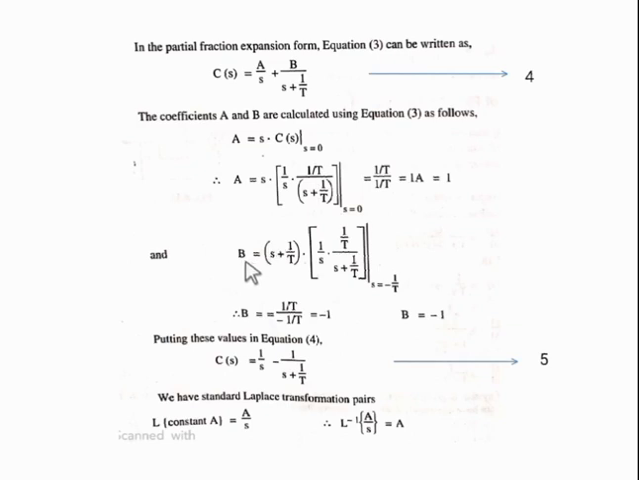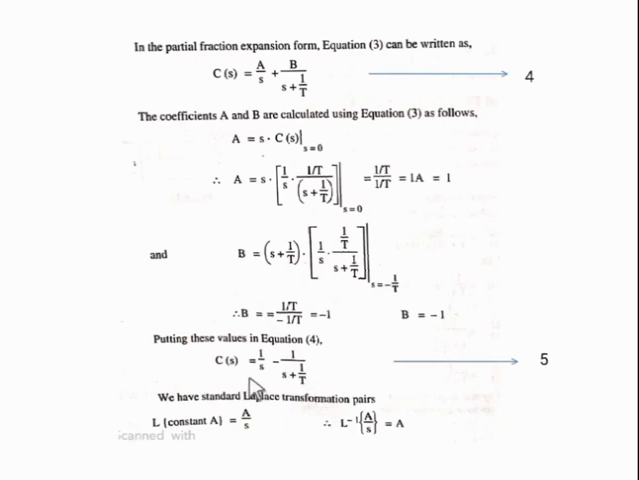And to find the value of b, we take C(s) into s plus 1 over t, and C(s) equals 1 over s into 1 over t divided by s plus 1 over t. To find the value of b, we have to put the value of s equal to minus 1 over t, so the denominator becomes 0. If we put s equal to minus 1 over t, we get b equal to minus 1. So if we put a equal to 1 and b equal to minus 1 in this equation, we get C(s) equal to 1 over s minus 1 over s plus 1 over t.